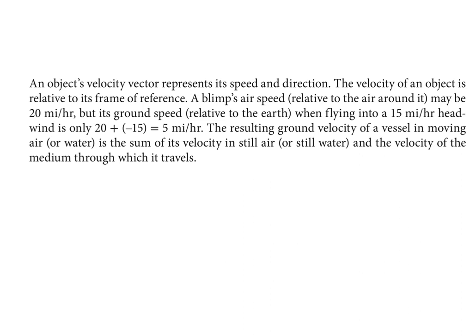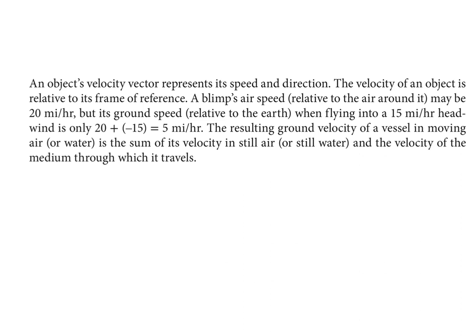So the next line is very important. It is, the object is relative to its frame of reference. Like it says, a blimp's speed is relative to the air around it, maybe 20 miles per hour, but the ground speed of that blimp may be different relative to the Earth. So it gives the example. If it's flying into a 15 mile an hour headwind, it is only 20 miles per hour that it's traveling. So then overall, how you look at it from the ground is only 5 miles an hour because it's got something going against it, right?